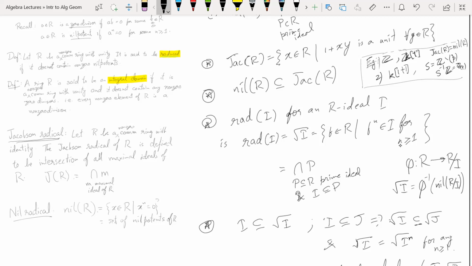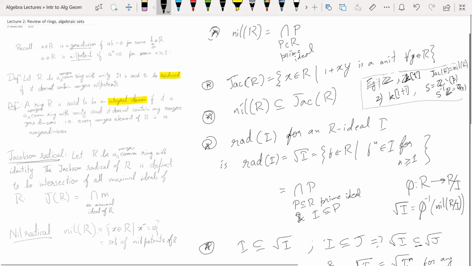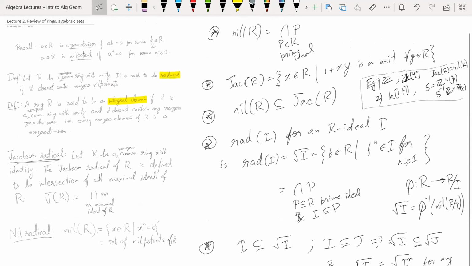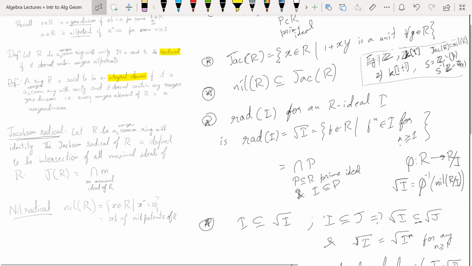Okay, one second. If a polynomial is nilpotent if and only if all its coefficients are nilpotent, is that true for a non-commutative ring also? No, I mean a commutative unital ring. Commutative unital. Here we are always assuming the ring is commutative. Then it's fine. For any commutative ring, its Jacobson radical is the same as its nil radical.